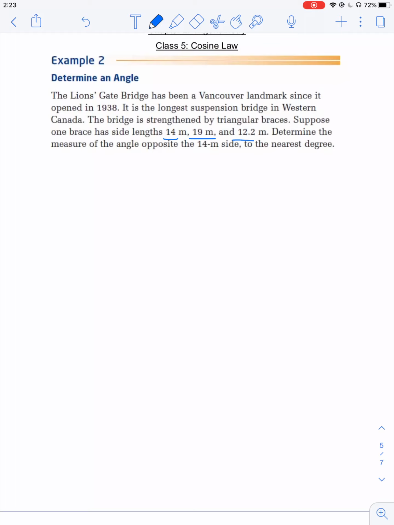Again, a lot of information, but all three sides of my triangle are given to me. Suppose one side is 14, determine the measure of the angle. So draw your triangle. Let's just draw this like a right angle triangle, something like this, and let's say this is your longer side. Let's call this 14. So this has to be 19. This is my longest one, and this is 12.2.